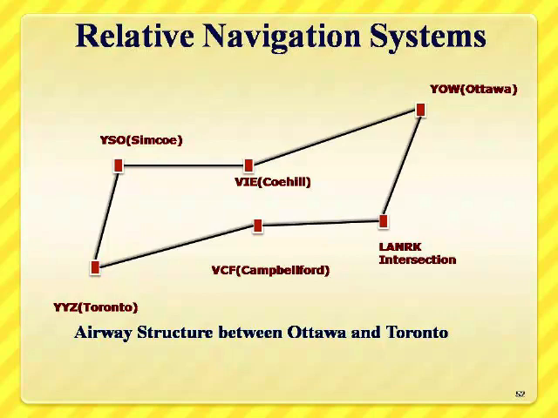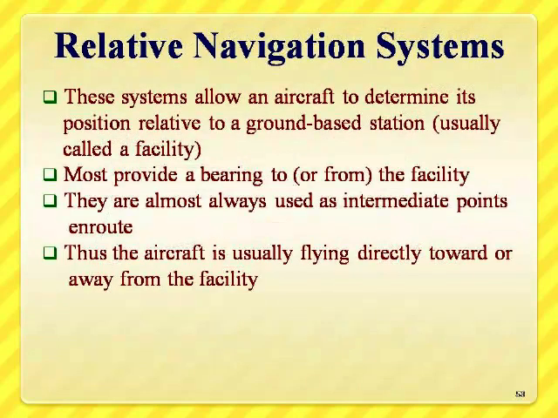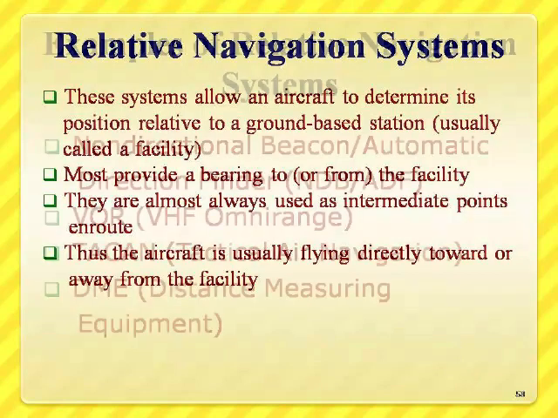What are the benefits of these relative navigation systems? These systems allow an aircraft to determine its position relative to a ground-based station, which we normally call a facility, and most provide a bearing to or from the facility, that is the angle information. They are almost always used as intermediate points en route. Thus, the aircraft is usually flying directly toward or away from the facility.